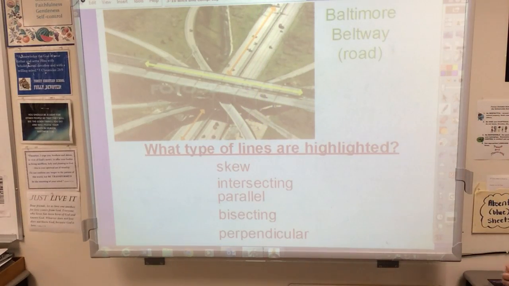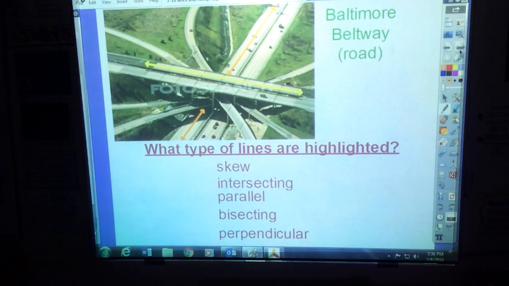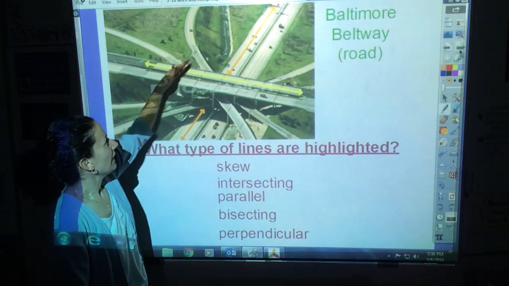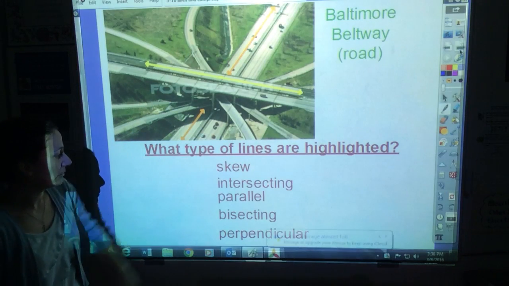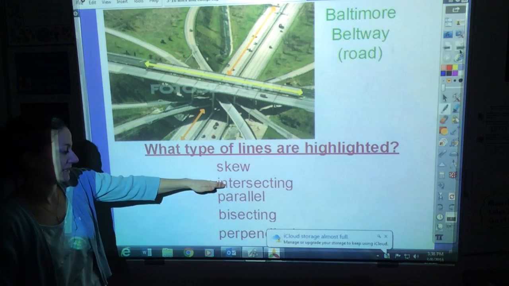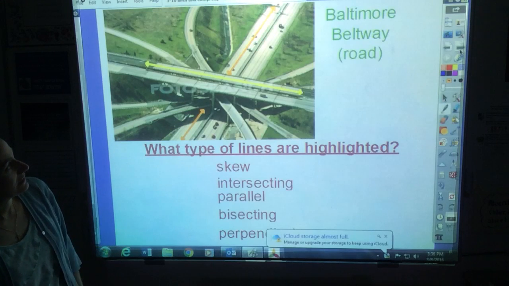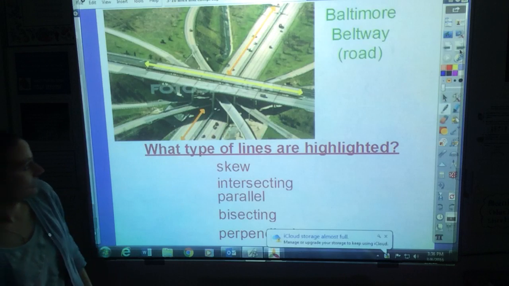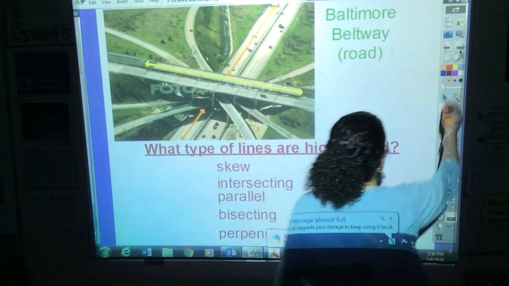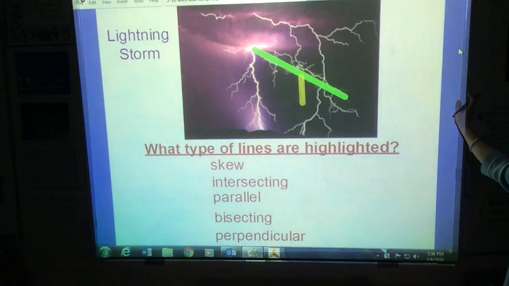So here are some real-life pictures. What lines do you see highlighted here? I'm going to turn off the light so we can get a better view of these pictures. The lines that you should see highlighted here and here are examples of intersecting lines. These are intersecting lines, and it looks like, from this view, that they are perpendicular. They're going to form four right angles, although we can't tell exactly.